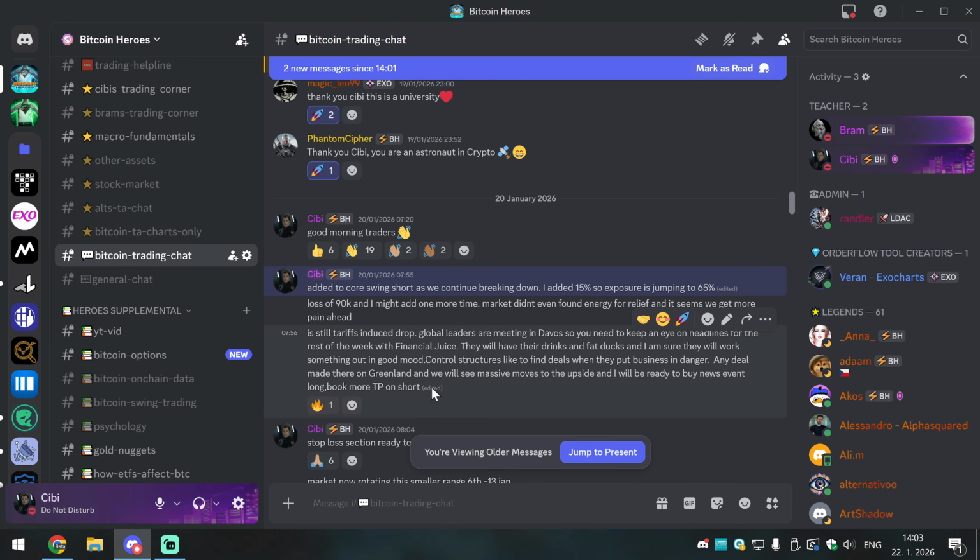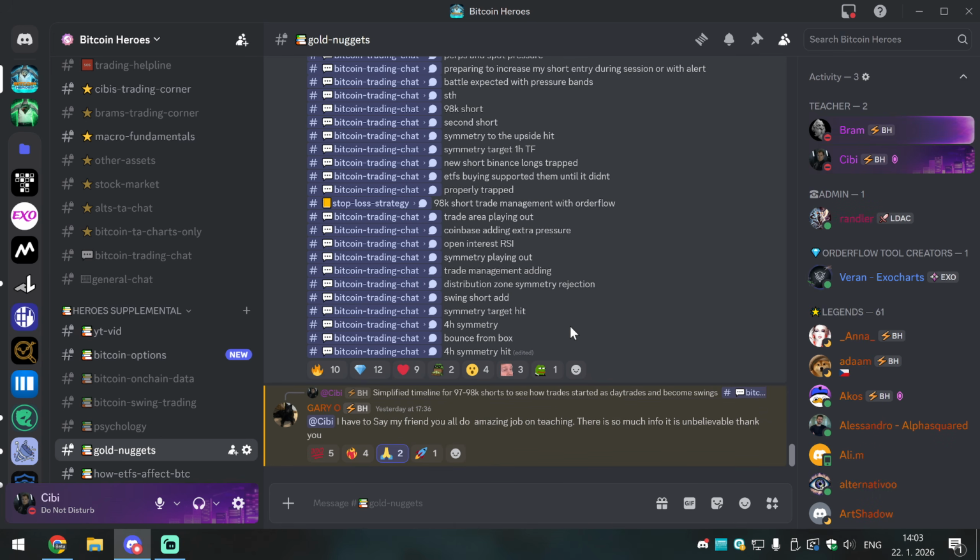Swing short add. So as I'm waking up, I'm telling our traders right away as we are dropping, added to core swing short. As we continue breaking down, I added 15%, so exposure is jumping to 65%. So you see I'm still having very decent exposures, and this was 2 days back, when we were in the midst of the biggest drop.